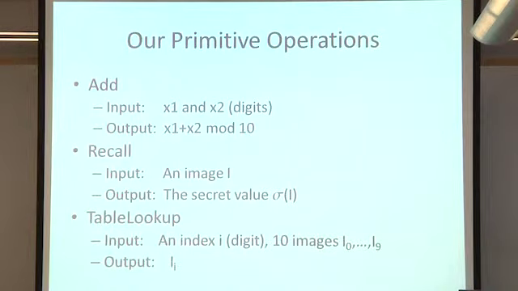In particular, the primitive operations we'll consider are addition: input 2 digits, and the output is the addition mod 10. Also a recall operation, where the input is an image and the output is the secret value of that image. And also a table lookup operation, where the input is an index i. You're also given a table of 10 images, and the output is the corresponding image in that table.